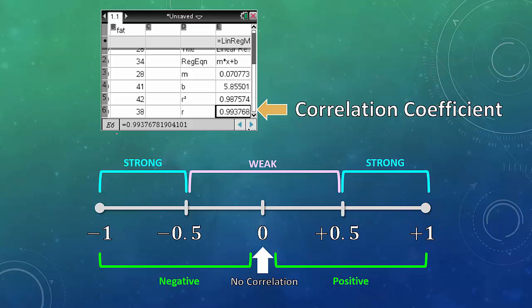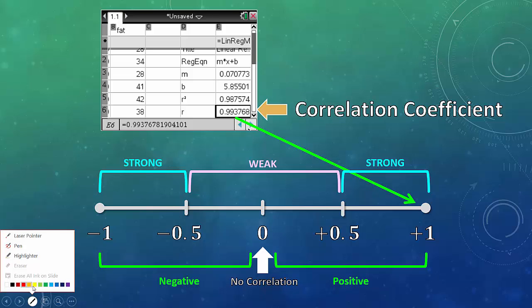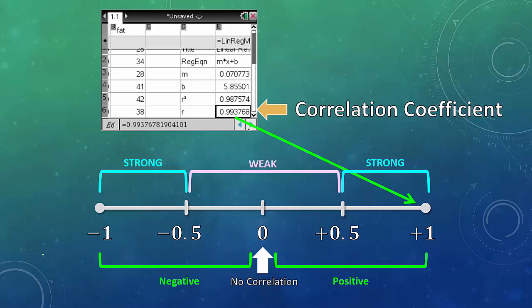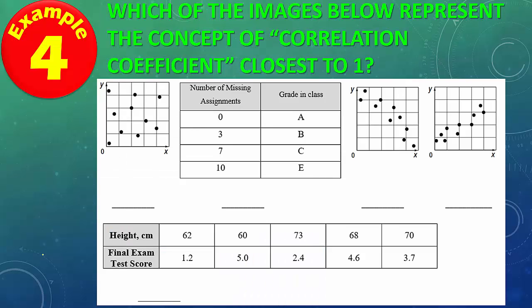So again, the correlation coefficient is this R right here, and with this particular example, if we had 0.9937, that's pretty close to +1, so we would say it has a strong correlation. Like I said, the closer it is to 1 or -1 would mean that you'd have a strong correlation. So let's take a look at what that means in the next problem here.